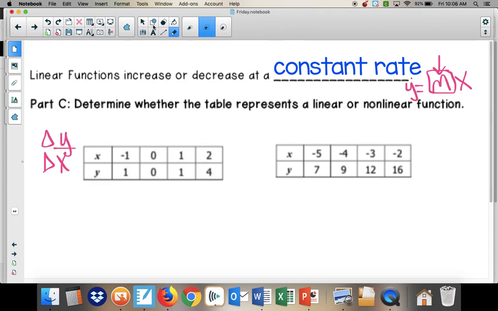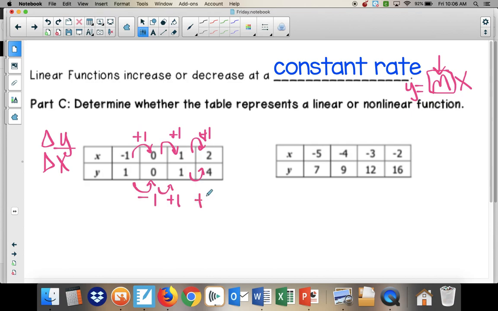Sorry, brain fart. If I take the change, so increasing by 1, increasing by 1, increasing by 1. So my x's are all going up by 1. This, decreasing 1, increasing 1, increasing 3. Well, is negative 1 divided by 1 the same as 1 divided by 1 the same as 3 divided by 1? Nope. So this is actually a nonlinear function.